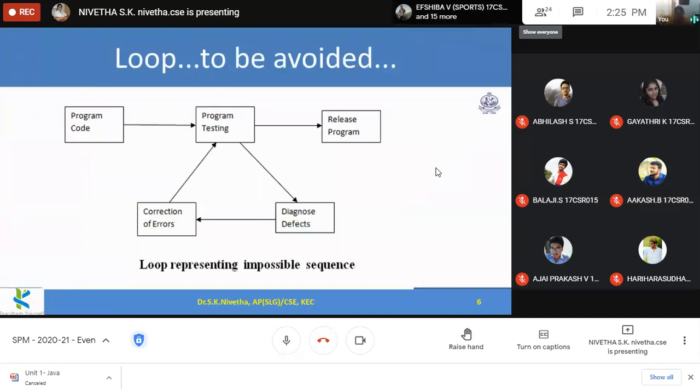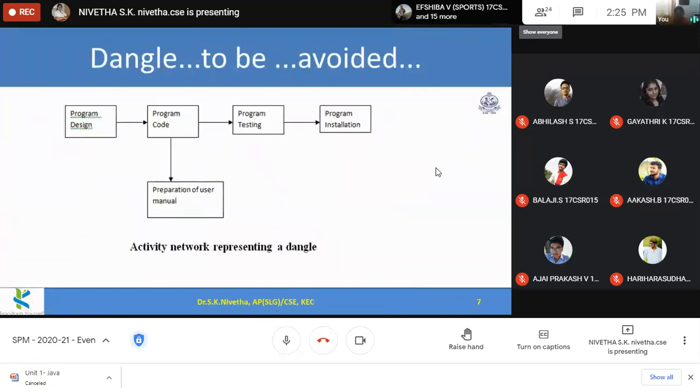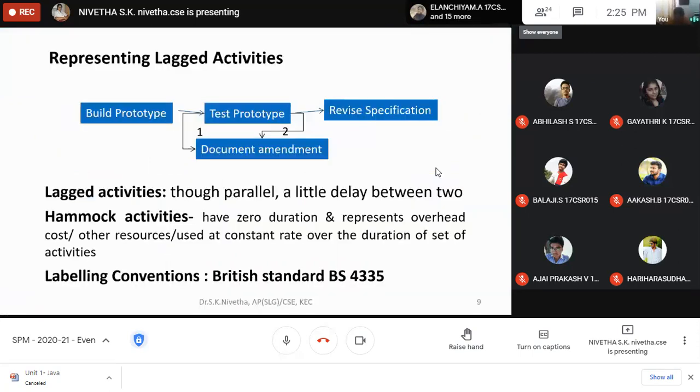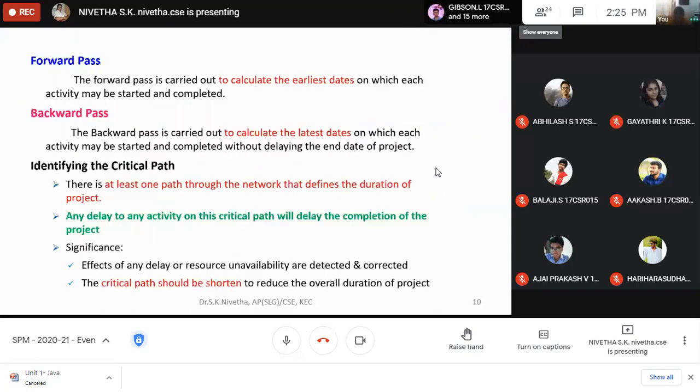So how do we avoid loops and how to avoid dangles? All these we have seen as an example. And the lagged activities can also be represented, but normally for these examples we will not be using lagged activities. So first, in the forward pass, we'll be filling the earliest start and earliest finish date. And then in the backward pass, we'll be filling the latest start and latest finish.